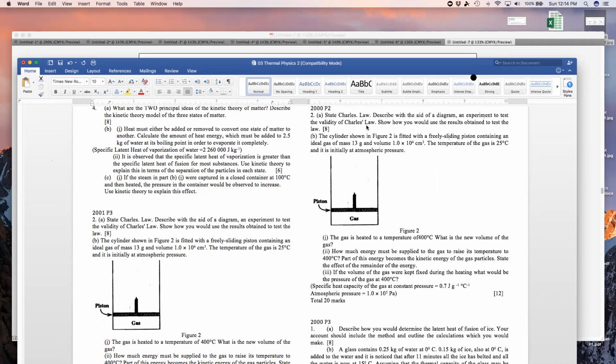We should know what those diagrams look like. That's a yes or no. Do you know what this diagram looks like? The Charles' law apparatus. Do you know what it looks like? All right. So we weren't going to spend time on that.